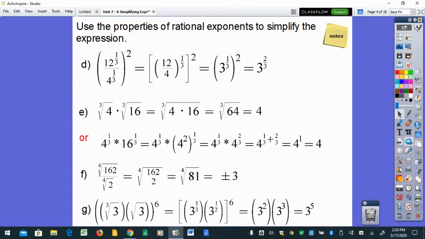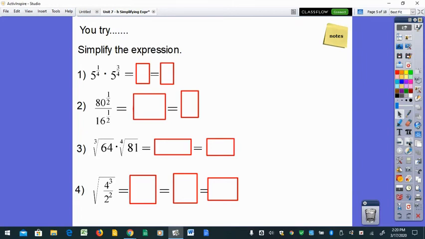So what I'm going to do now is just show you 4 examples here. And I would encourage you to just pause the video and see if you can do these yourself. And in a second, we'll come back and I'll unveil the answers and see how you did.